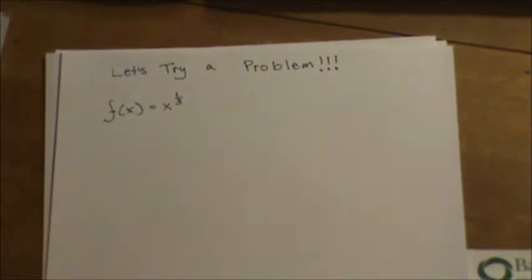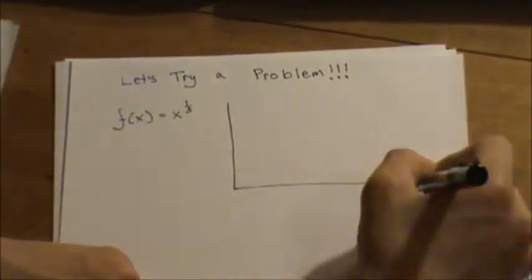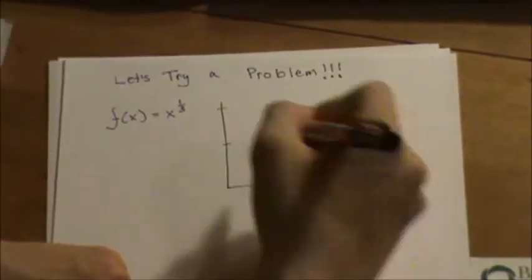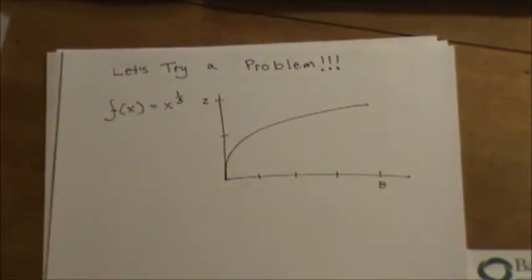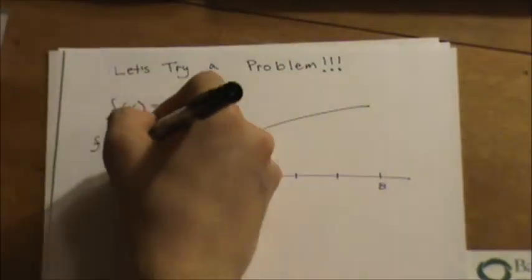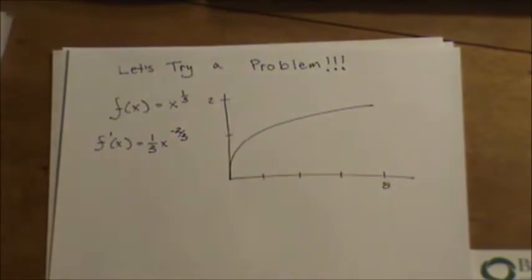Alright, let's try an actual problem. Let's say that f of x equals x to the 1/3. Plot that out right here. Let's prove the two rules of the mean value theorem work for this problem, and then find the tangent line at x equals c that's parallel to the secant line connecting A and B. First, let's find the derivative of our original equation, which turns out to be f prime of x equals 1/3 x to the negative 2/3.